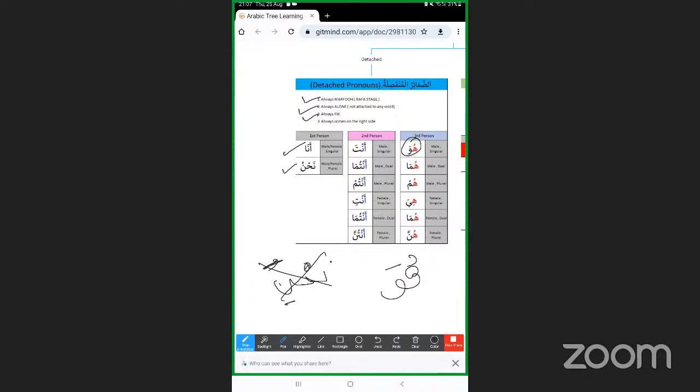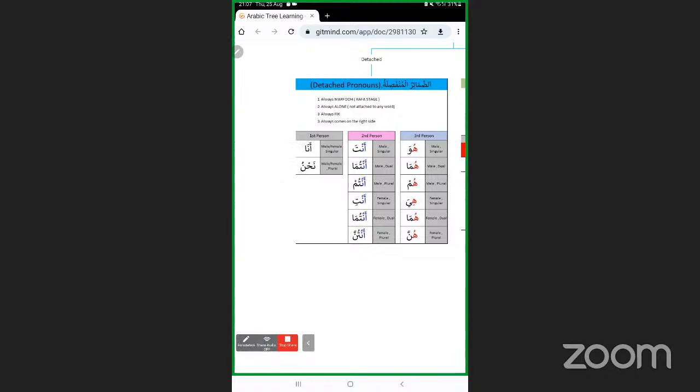Okay? And they always come on the right side. Yani they are always alone, neither attached on the left side, nor on the right side. They are always alone and they are always coming on the right side. Anybody, any question till here?